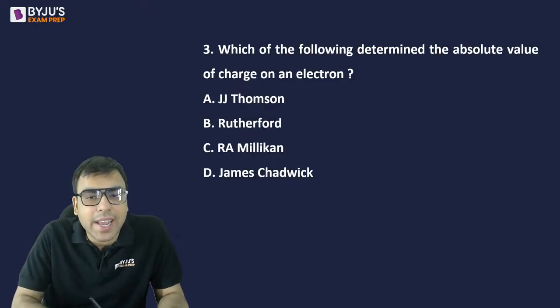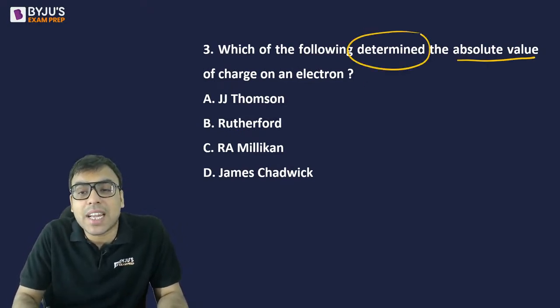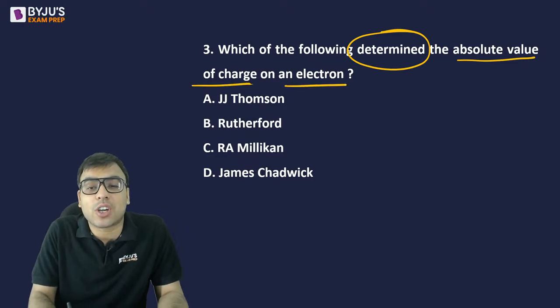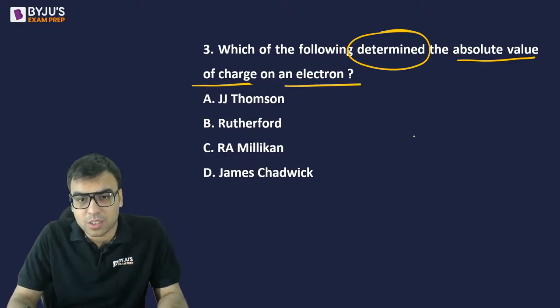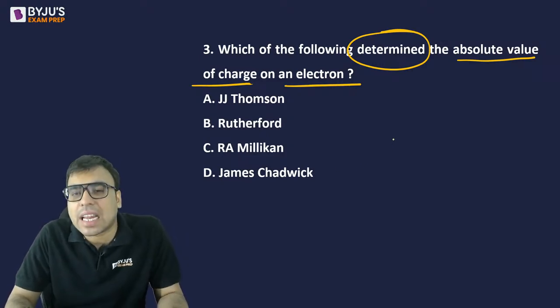The next one is, who was instrumental in determining the absolute value of charge on an electron? J.J. Thomson, Rutherford, R.A. Millikan, James Chadwick. What is the right answer to this question?